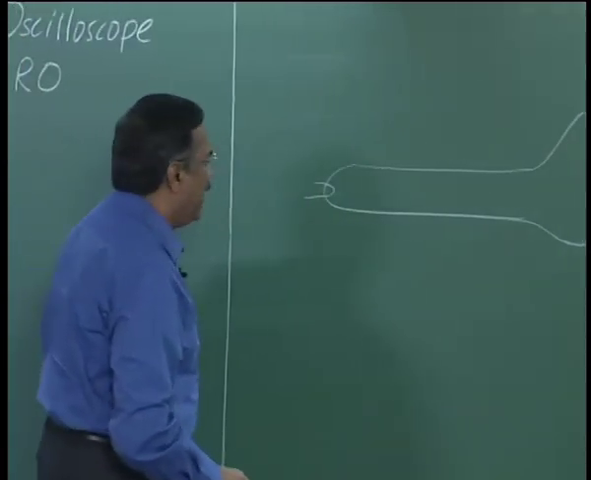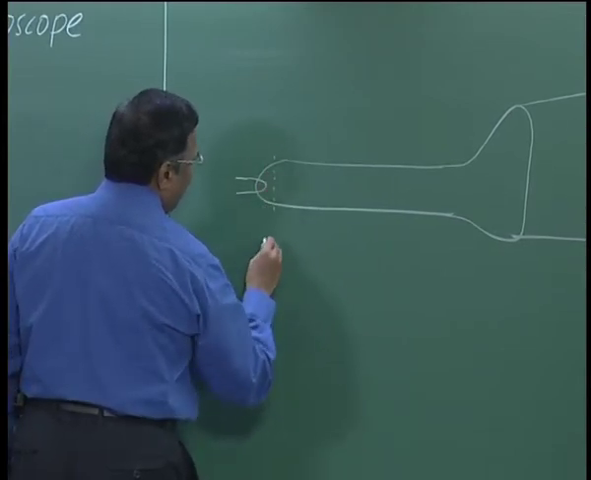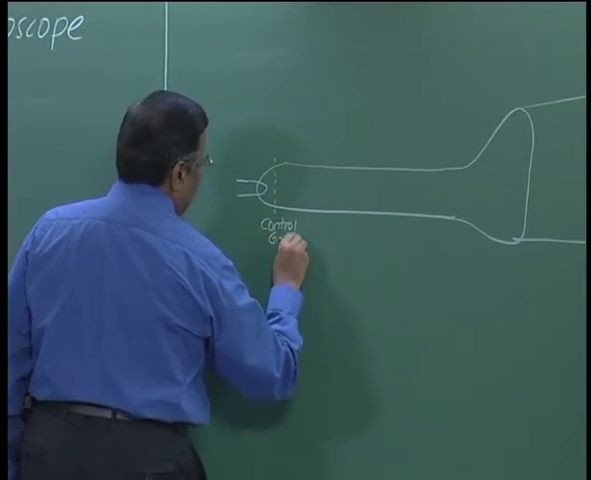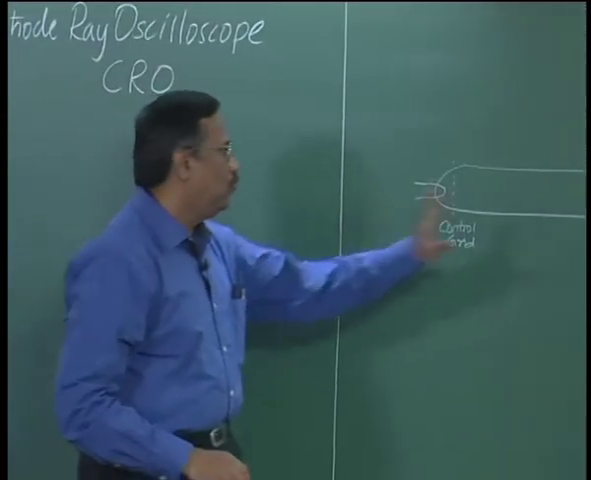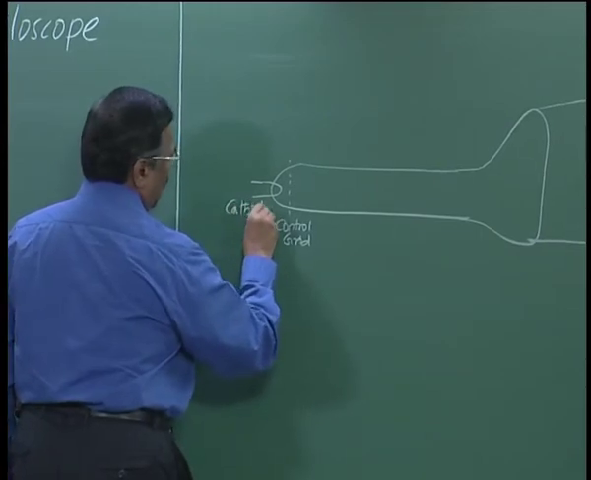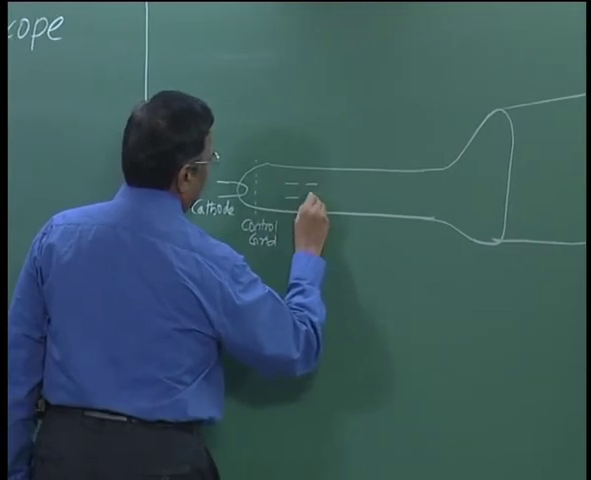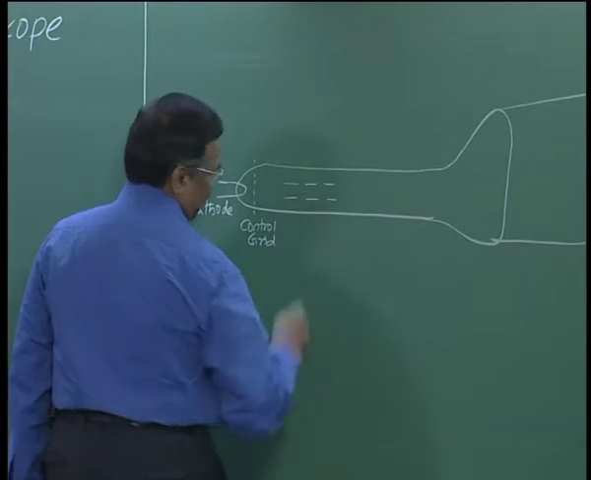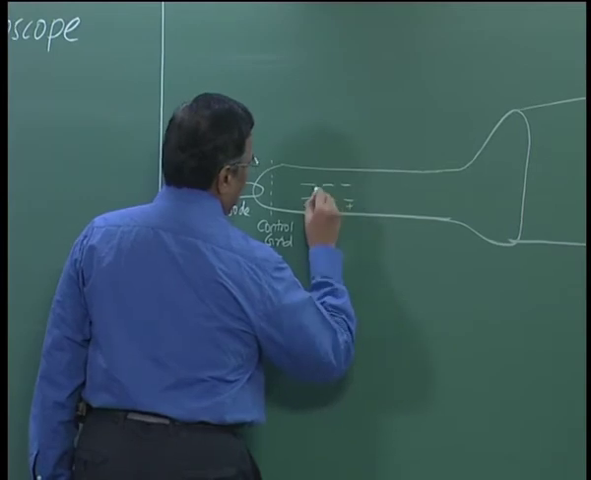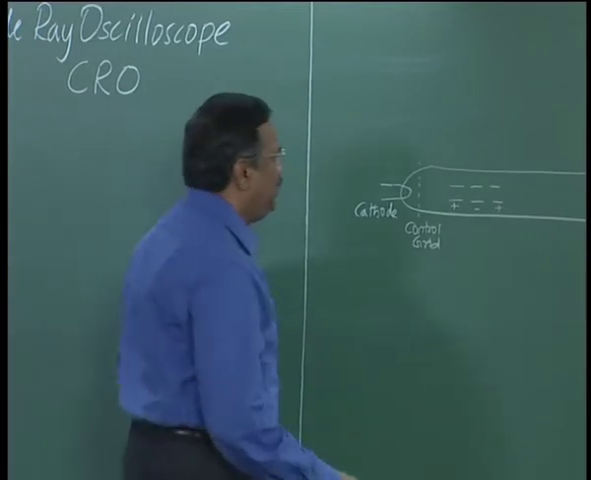Electrons are generated by a directly heated cathode or an indirectly heated cathode, and we have a control grid to control the number of electrons that move from the cathode. So, we have the cathode and we have focusing anodes, 3 circular tubes with a potential difference between them. The central tube is slightly at a lower potential than the extreme tubes.